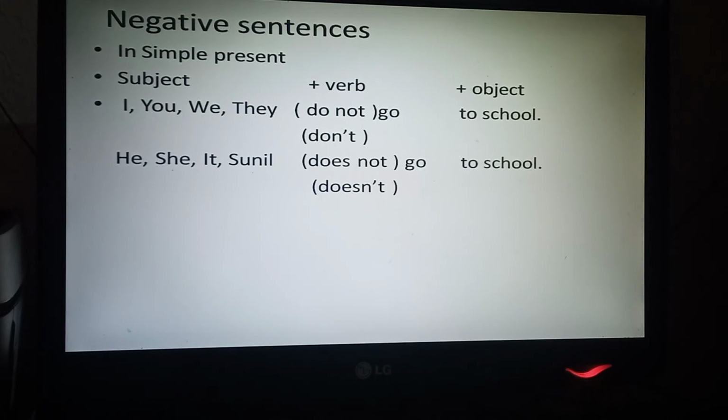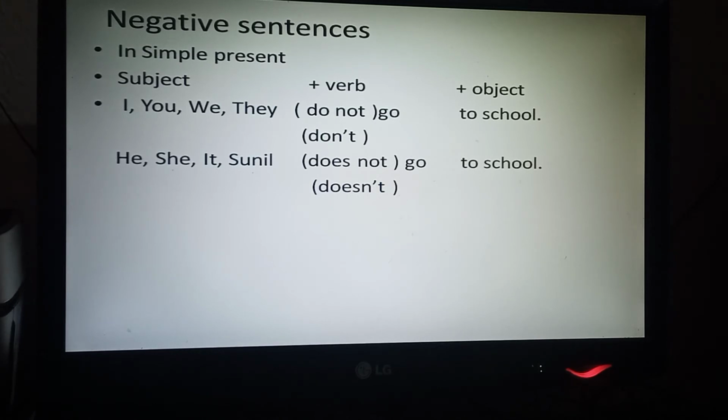Now we are going to talk about the second one. It is negative sentences in simple present tense. We are going to do the same table, that is subject plus verb plus object. I, you, we, they. In front of the verb, we are going to use the negative, that is do not, you can see in the bracket, and then go, that is the action word, to school. So the short form of do not is don't. You can see in the bracket down.